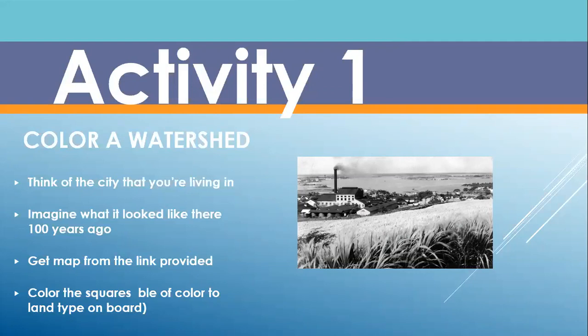So this activity is called Color a Watershed. Think of a city that you're living in and imagine what it looked like there 100 years ago, right? Then we're gonna color the squares of the activity sheets by the land type on the board. But before we do that, I will show you some pictures of Hawaii from the past compared to the present.